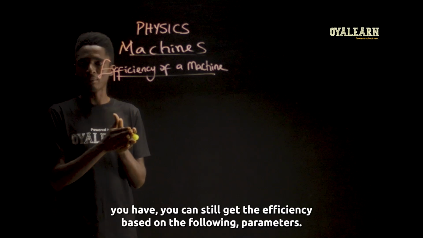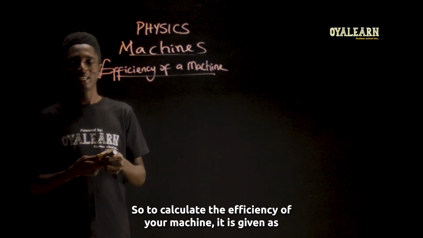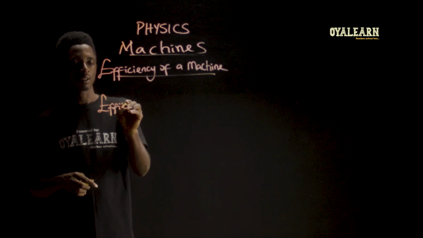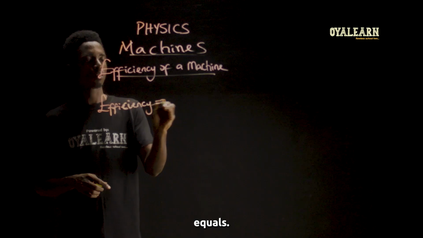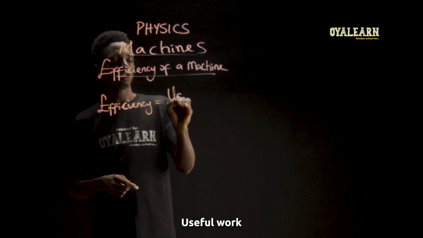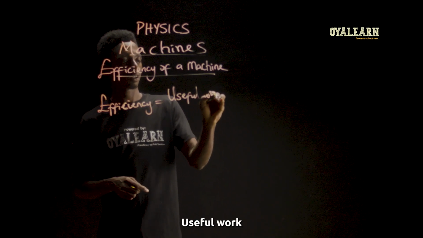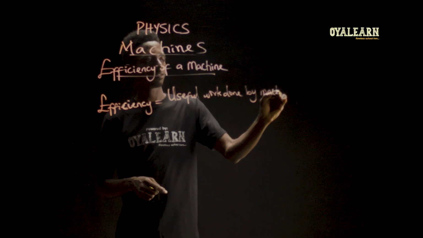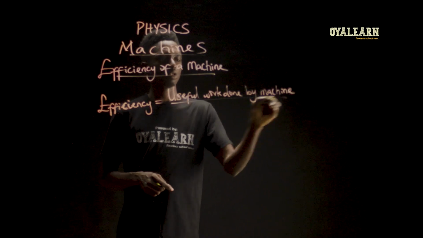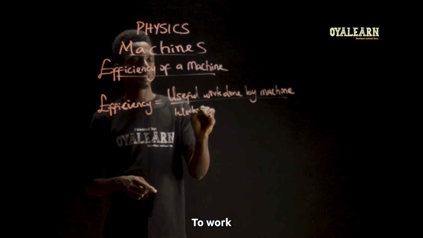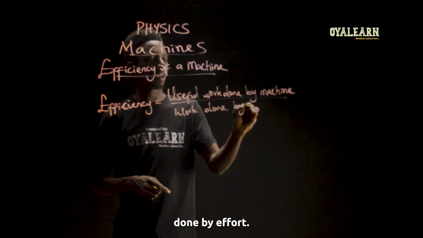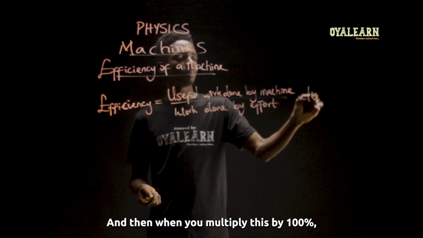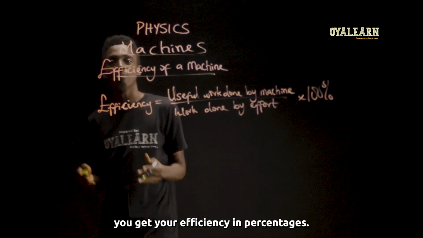But no matter what kind of machine you have, you can still get the efficiency based on the following parameters. To calculate the efficiency of a machine, it is given as efficiency equals useful work done by machine to work done by effort. Then when you multiply this by 100%, you get your efficiency in percentages.